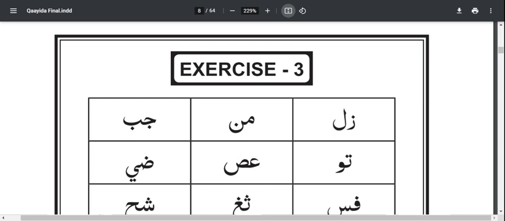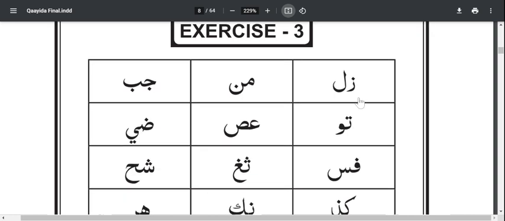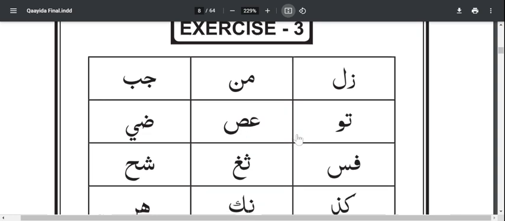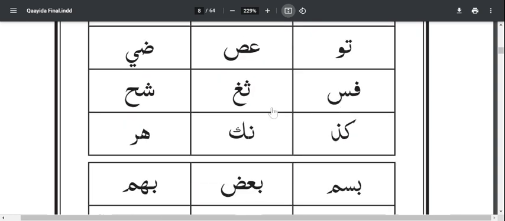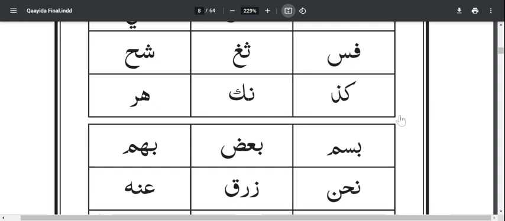Exercise 3. In this exercise, we are not going to read as a word. We will be recognizing the letters. So, za, lam, meem, noon, jim, ba, ta, waw, ain, sad, dad, ya, fa, sin, tha, ghain, sheen, ha, kaf, dal, noon, kaf, ha, ra.